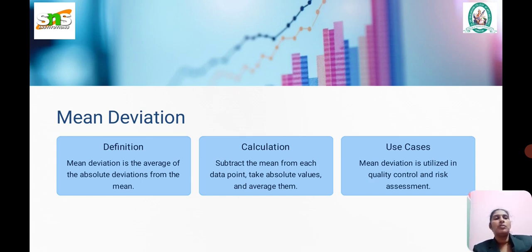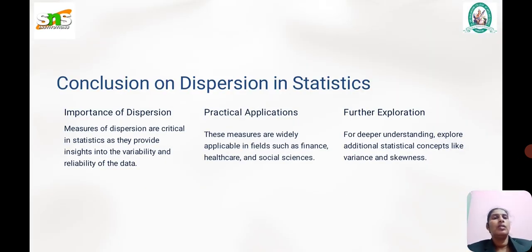These are the concepts of measures of dispersion, and they help us conclude the overall dispersion. There are a lot of practical applications in finance, healthcare, social science, etc. Measures of dispersion are critical in statistics and give insights into the variability and reliability of data. For further understanding, we can explore the statistical concepts of variance and skewness. But in our portion, we have up to the standard deviation, mean deviation, quartile deviation and range. So you can follow up to this.